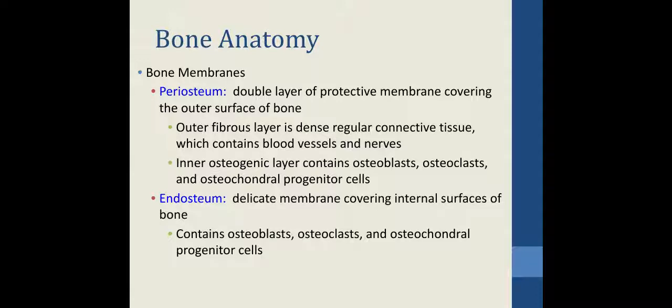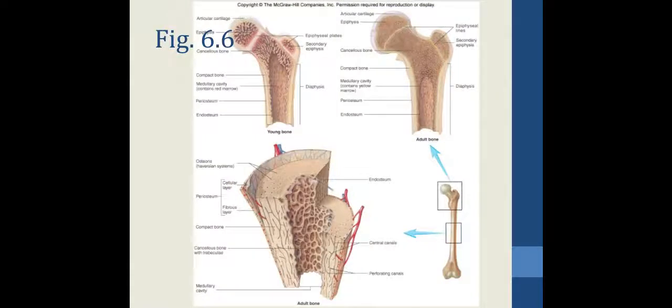Then there are membranes with our bones. So you've got the periosteum, which is a double-layer protective covering on the outside surface. It's fibrous, it has dense, regular connective tissue. It also has the blood vessels and the nerves in it. Then you've got an inner layer that has osteoblasts, osteoclasts, and osteochondral progenitor cells. Then you've got something called an endosteum, which is a very delicate membrane on the inside surface of the bone. And that's where you also have osteoblasts, osteoclasts, and osteochondral progenitor cells. So, all of those words there.